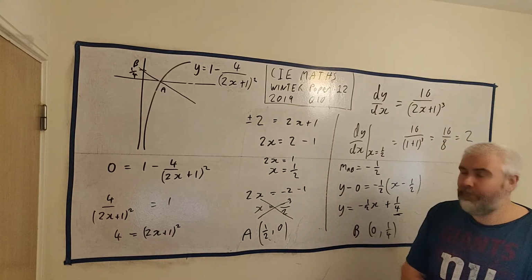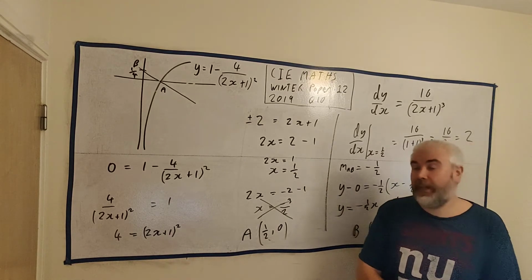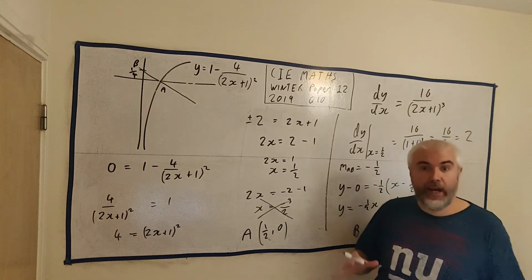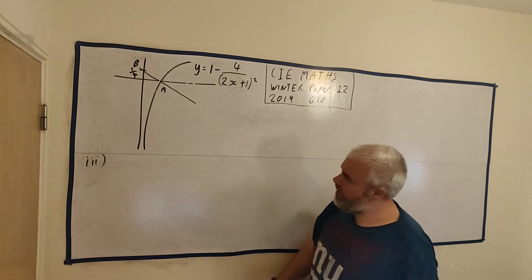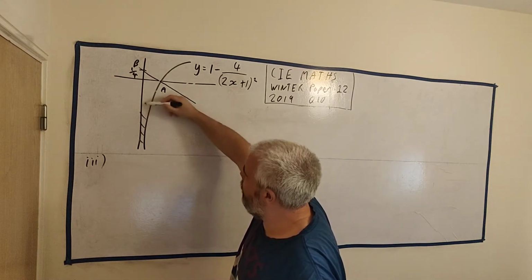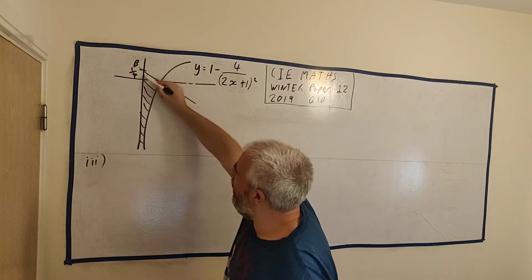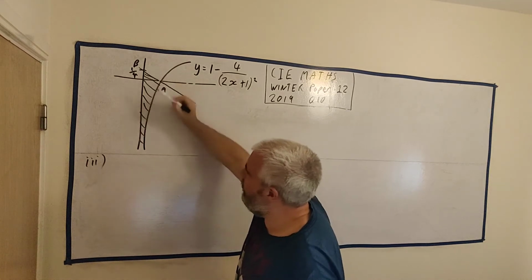None of the maths was difficult in part 2. It's just it took a long time to get there. Right, let me rub this out again, and we'll do part 3. Okay, part 3 asks us to find the area of the shaded region. I haven't shaded it, so I better do that now, and all the way up into there.